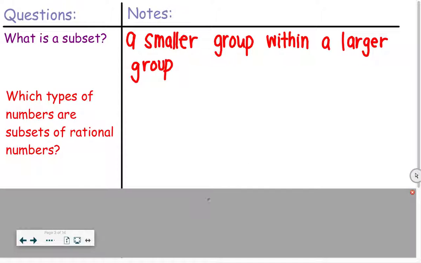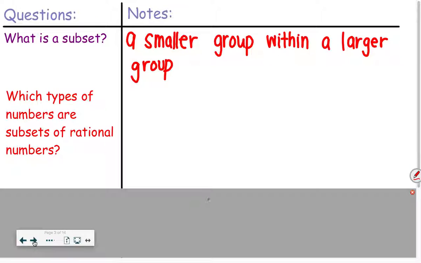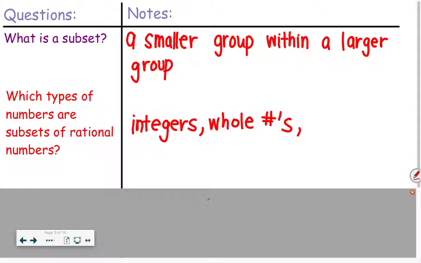All right, which types of numbers are subsets of rational numbers? So what are the groups within rational numbers? So let's go back a slide and look at what groups we saw underneath the rational category. Well, we had integers, whole numbers, and natural numbers. So that's what we're going to write down. So integers, whole numbers, and natural numbers. So those are the smaller groups within rational numbers.